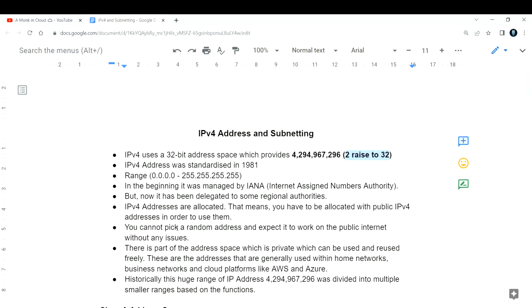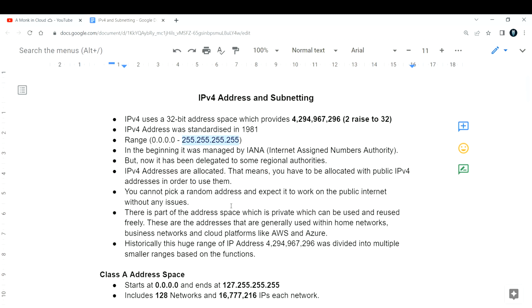Basically, we have 4 octets separated with dots. It starts from 0.0.0.0, where the first is the first octet, then the second octet, third octet, and fourth octet. We have addresses till 255.255.255.255.